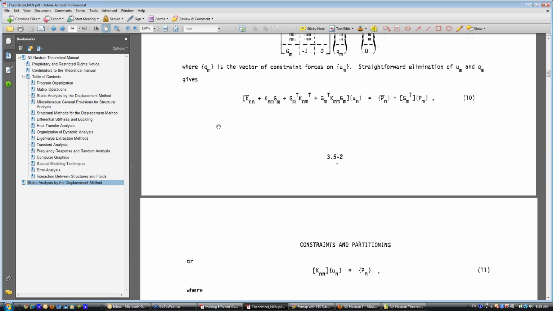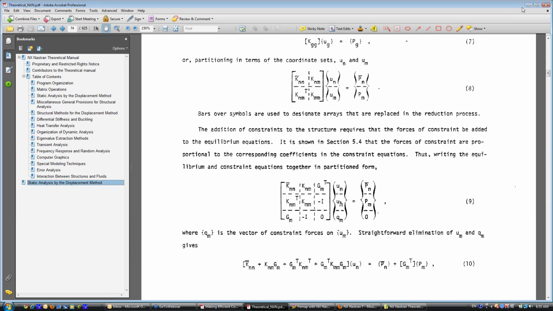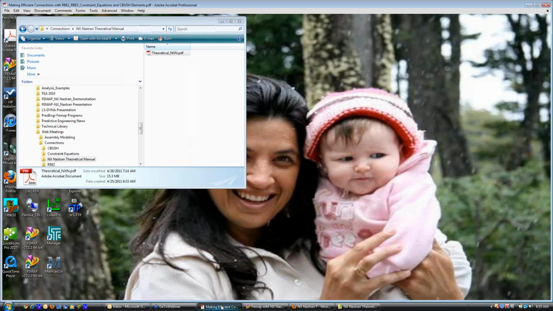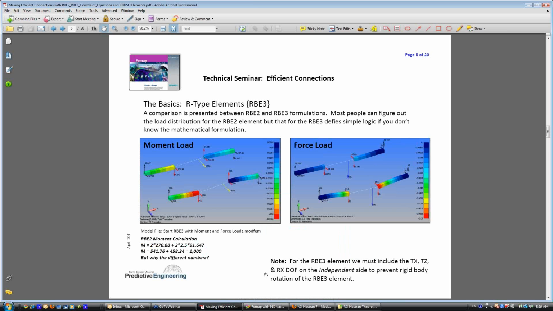And that is the mathematical foundation of the multi-point constraint and the rigid links. Okay, I'm going to close this out. Enough on math. We'll go back to the pretty pictures. Okay, RBE3s. I'm going to start off comparing them to RBE2s, and then we'll show how the mathematical formulation works for RBE3s. And this model is the RBE3 with moment load conditions.